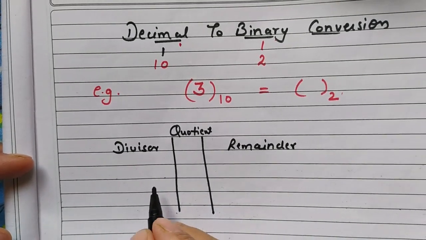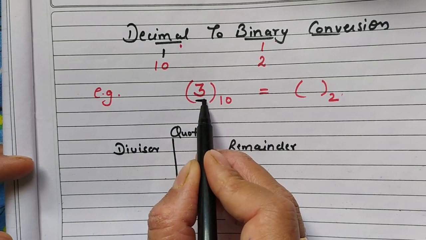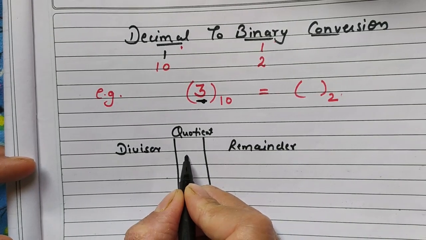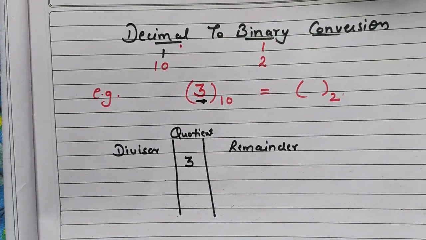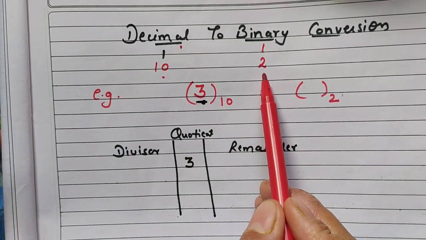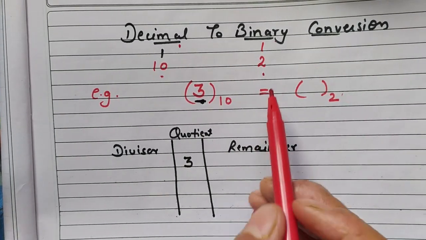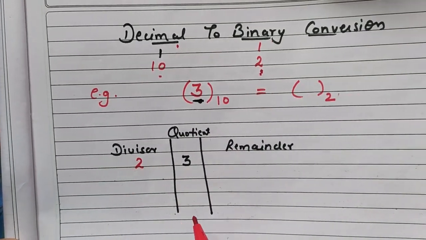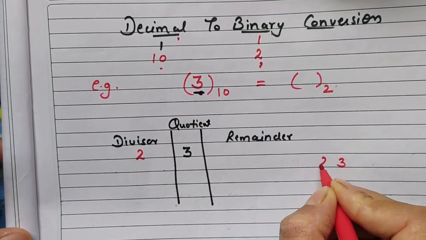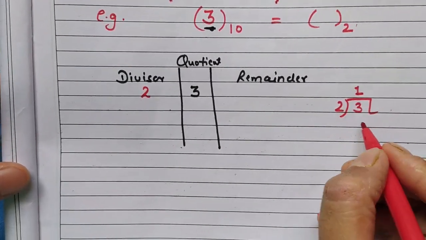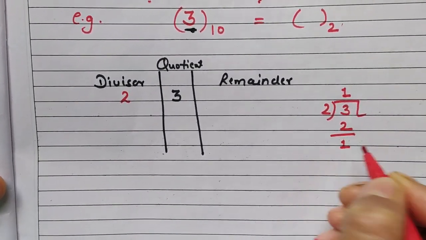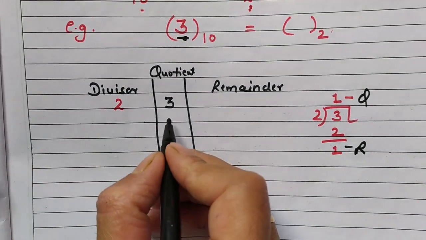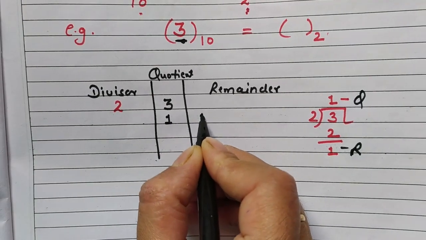Now, as I have not started the division yet, I will take the number given in the question and write it here in the quotient column: 3. Since I am doing decimal to binary conversion, I need to divide this number by 2, and subsequently keep dividing by 2. In normal division, 2 ones are 2, and the remainder I get is 1. So this 1 is the quotient and this 1 is the remainder. I will write the quotient here and the remainder here.